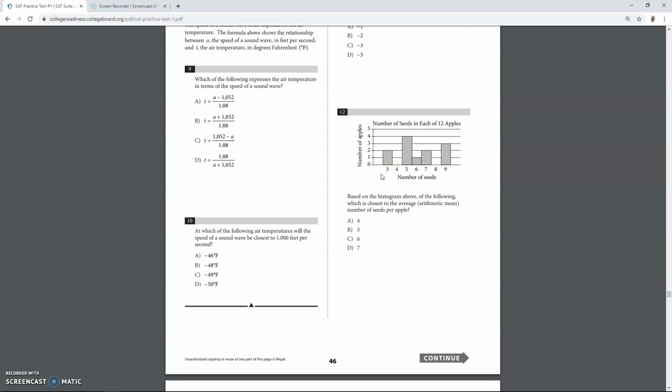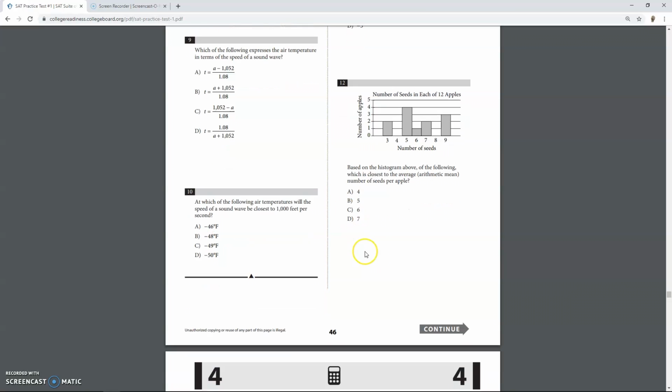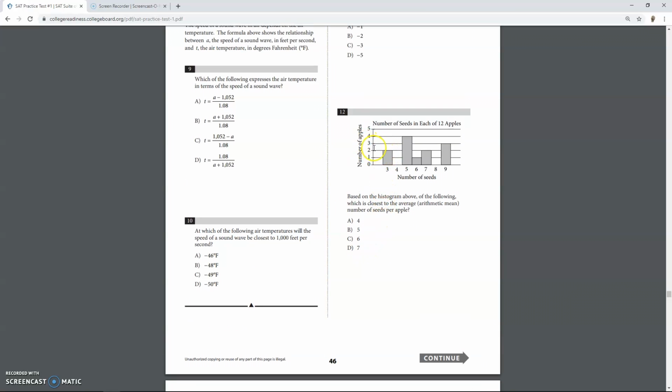For question 12, it is asking for the closest to the average number of seeds per apple. And so we multiply each, for example 2 times 3, because the number of seeds and the number of apples means for each number of seeds, how many apples are there. And so we're trying to find out the total number of seeds. So we use 3 times 2, which is 6, plus 5 times 4, which is 20, plus 7 times 2, which is 14, and plus 9 times 3, which is 27. It adds up to be 63.